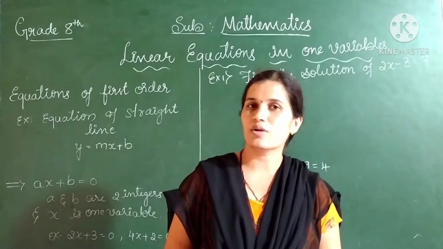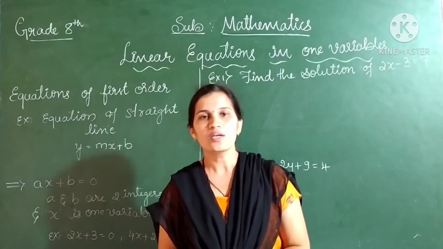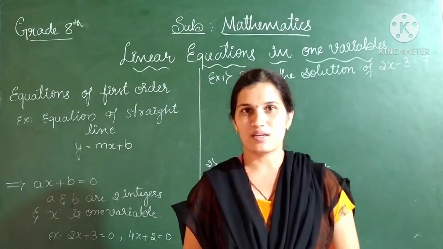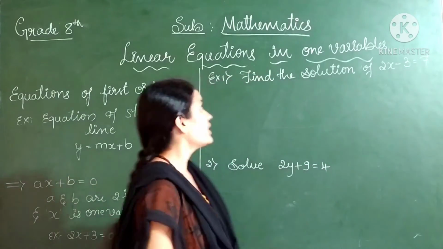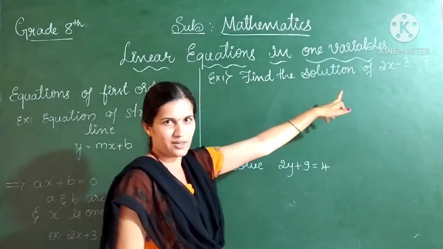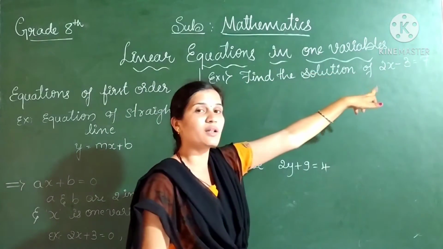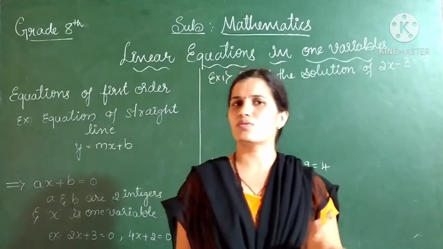First order means having a degree 1. Those are called first order. We call them linear equations. Okay? They are linear equations in one variable. What is one variable? You want to know about variables and constants. What are variables?